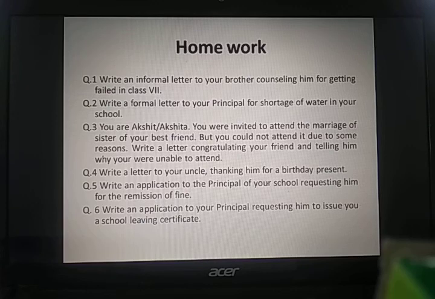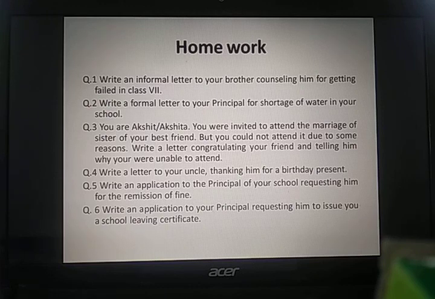You are Akshita, you are invited to attend the marriage of the sister of your best friend, but you could not attend it due to some reasons. Write a letter congratulating your friend and telling him why you were unable to attend. Write a letter to your uncle thanking him for a birthday present. Write an application to the principal of your school requesting him for the remittance of fine, right? Then 6th is: write an application to your principal requesting him to issue you a school leaving certificate. So this is your homework.